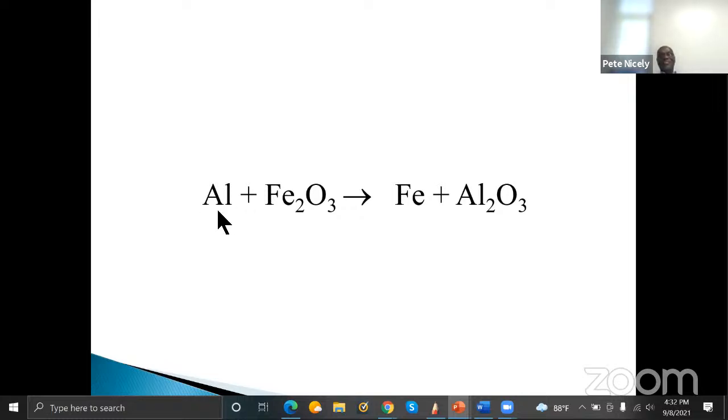So if you notice, we have an aluminum atom here, but we have a 2 here indicating that there are 2 aluminum atoms here, right? So we say that the equation is not balanced based on that. And the same is true when you look at the iron on this side and the iron on this side. We have 2 iron atoms represented here. We have only 1 here. So as far as the irons are concerned, they're not balanced either, all right?